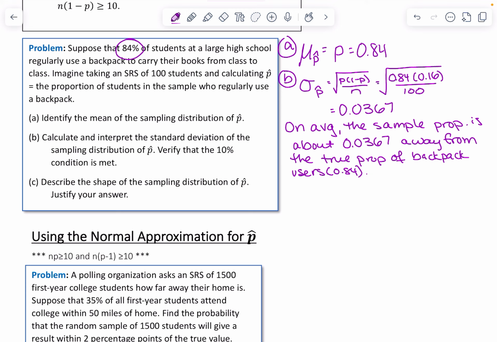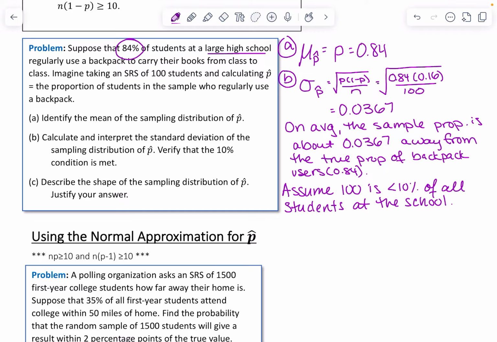All right, and it did say verify the 10% condition. I don't know how big the school is. It does say it's a large high school. So I'm just going to assume 100 is less than 10% of all students at the school. Okay. So most of the time, that 10% condition is going to look like this. It's going to look like an assume type of sentence.